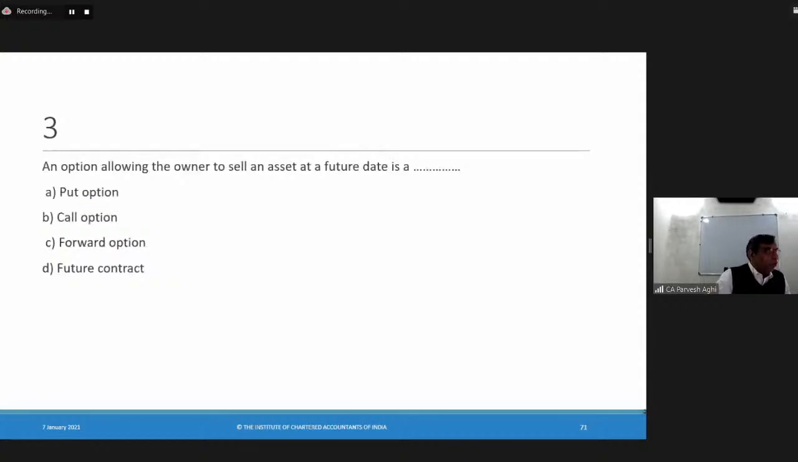Now we move to the third question. An option allowing the owner to sell an asset at a future date is what? A put option, a call option, a forward option, or a futures contract? Please answer this. I'm not receiving any responses from you all.